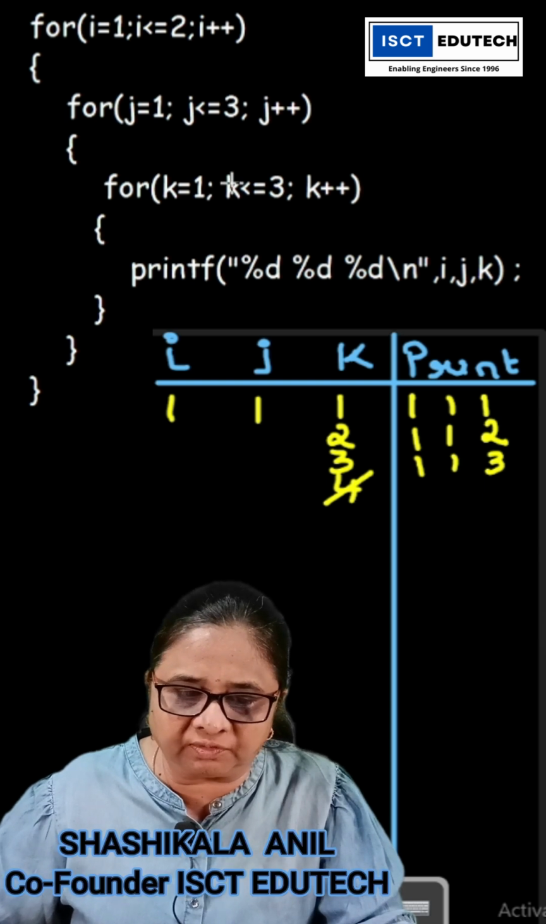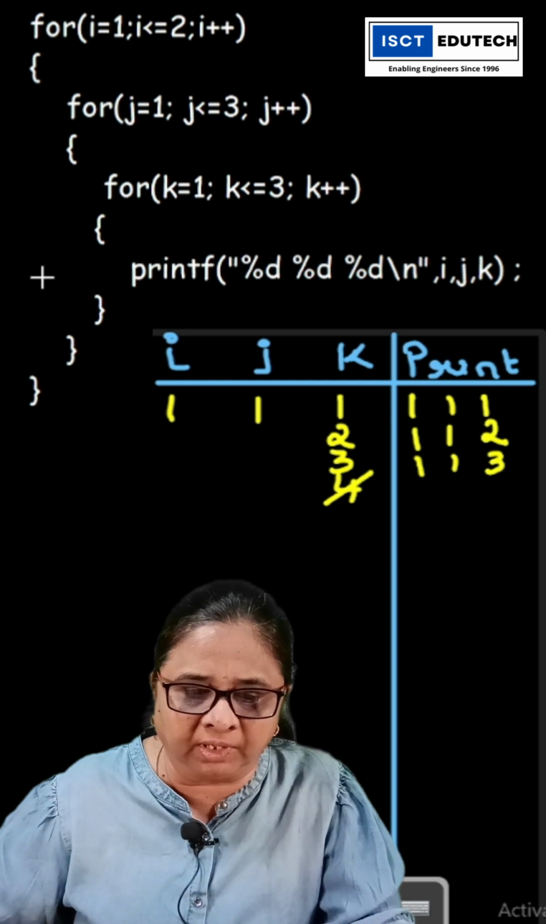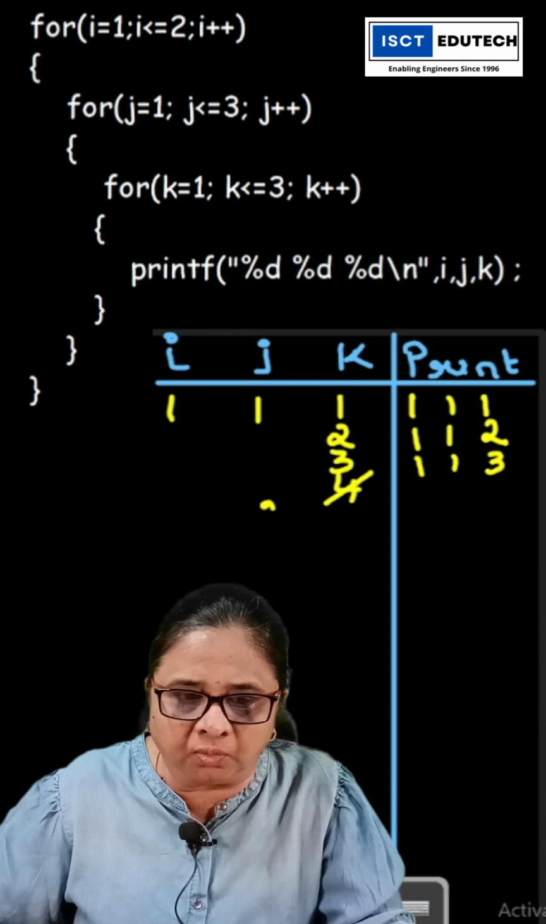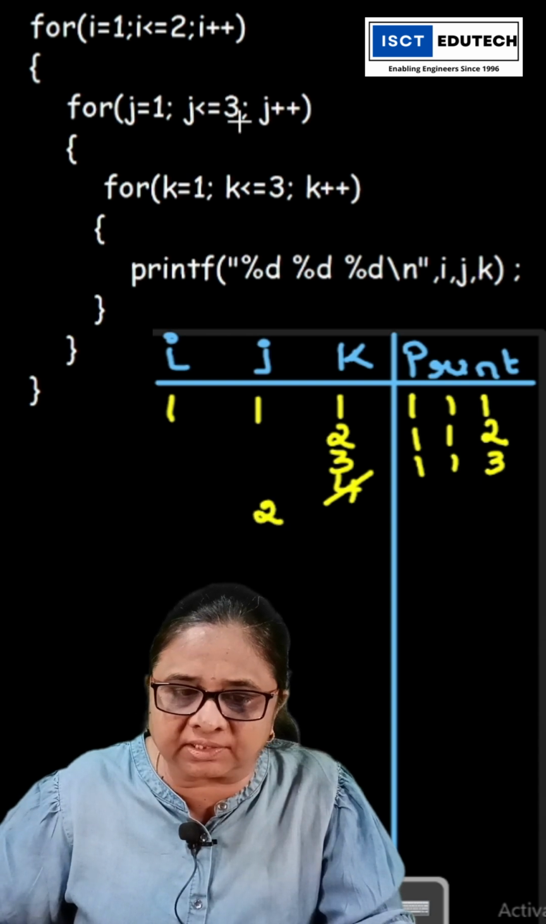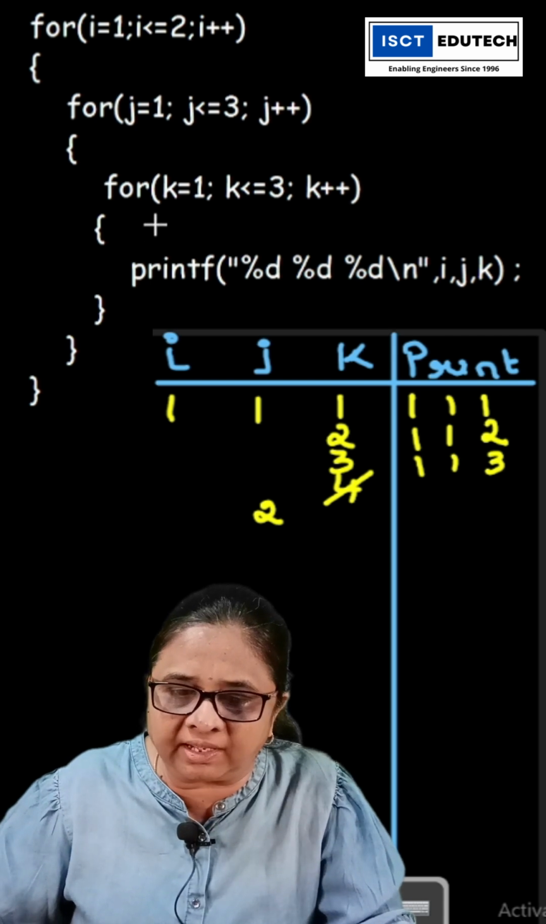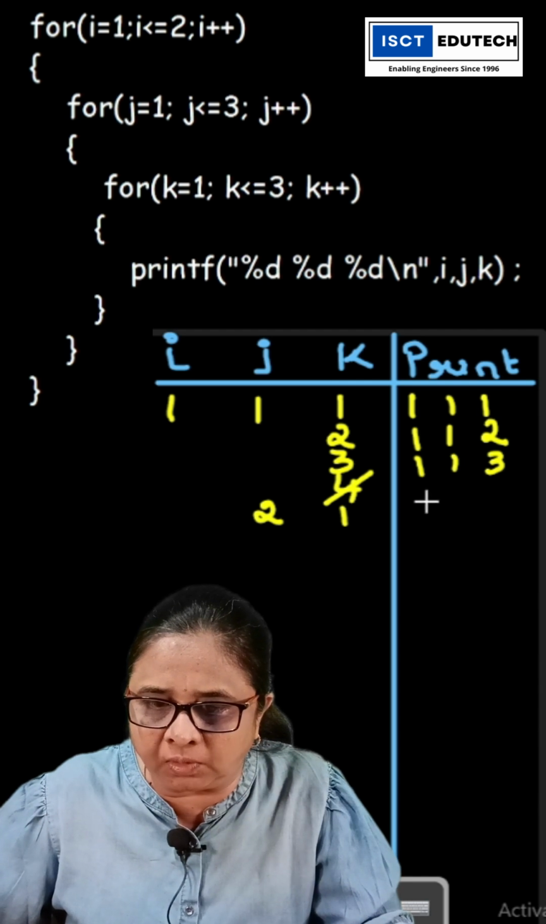Now, once it comes out of the K loop, it will go back to its parent, which is the J loop. So, it will go back to J plus plus. J now becomes 2. 2 less than or equal to 3, yes, again enter the J loop. It meets K as a new loop now. So, K restarts with 1. I has not yet changed. Output is 1, 2, 1.